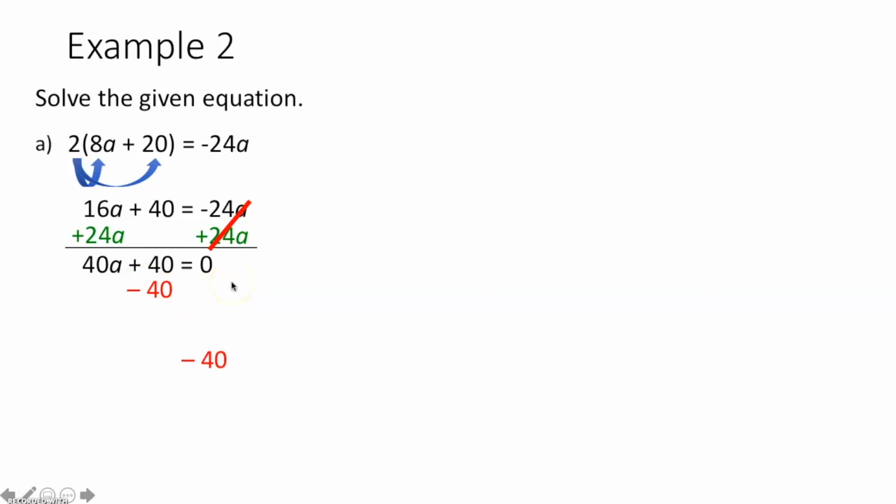I need to subtract 40 from both sides. These cancel out, and I'm left with 40A is equal to negative 40, because 0 minus 40 gives me negative 40. I now have 40A is equal to negative 40. So to get A all by itself, it's 40 times A. So I got to do the opposite, the inverse. I divide both sides by 40. These cancel each other out, and then negative 40 divided by 40 is going to give me negative 1 as my answer.